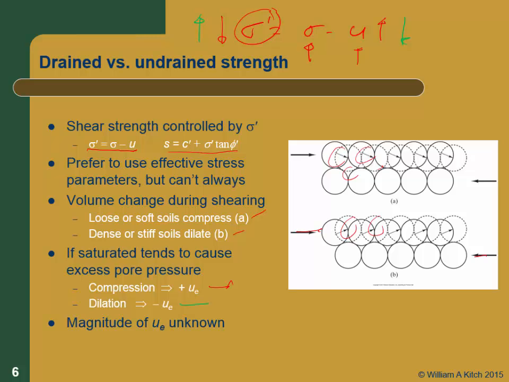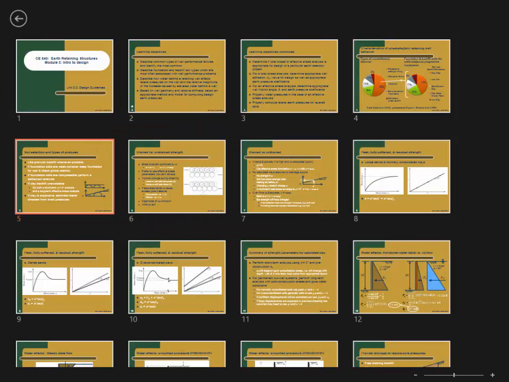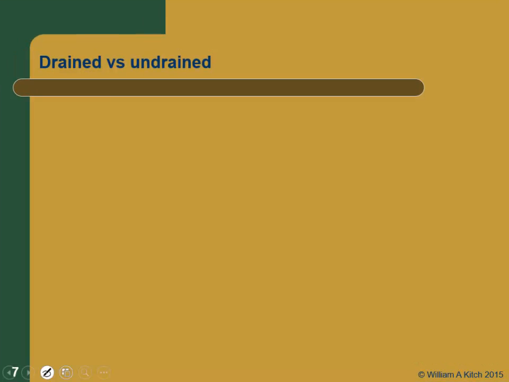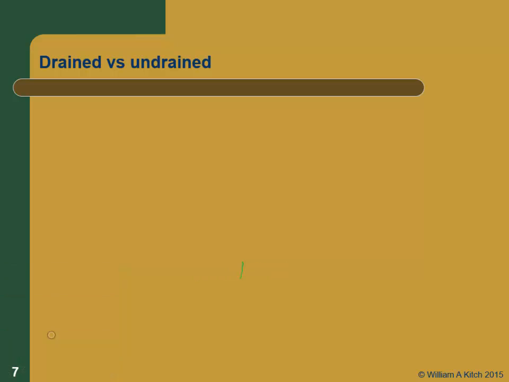The trouble is, predicting the amount of excess pore pressure due to shear is essentially an impossible task in the field. So we've got to have another way to approach this, because I basically don't know u. If I don't know u, I don't know the effective stress. If I don't know the effective stress, then I can't use this strength envelope. So what's a geotechnical engineer to do? Well, our solution is to use a total stress analysis.